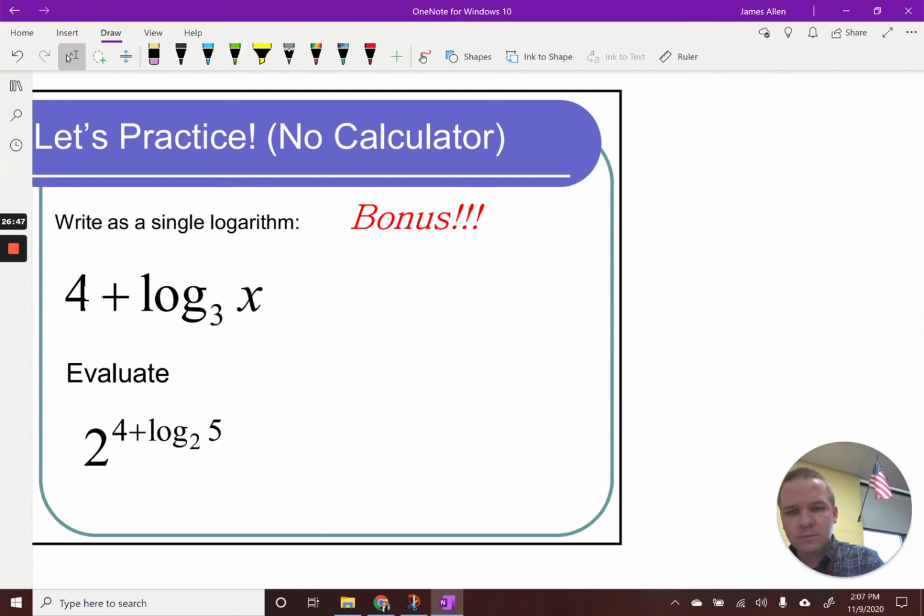Remember how we had log base 3 of 3? What is log base 3 of 3? That's 1. What can I multiply by and it won't change anything? 1. So what if I were to multiply that 4 by log base 3 of 3? I multiplied it by 1. Did I change anything? No, I didn't change anything. Multiplying by 1 doesn't change anything.